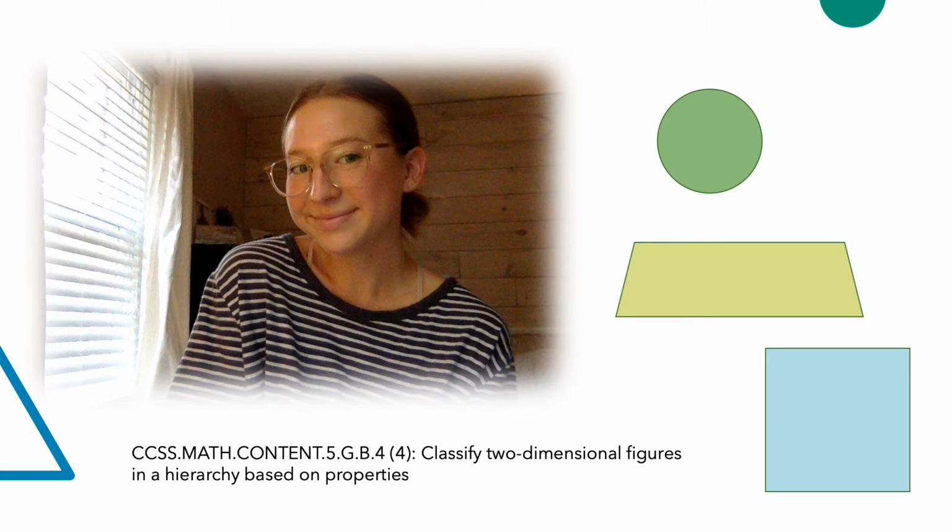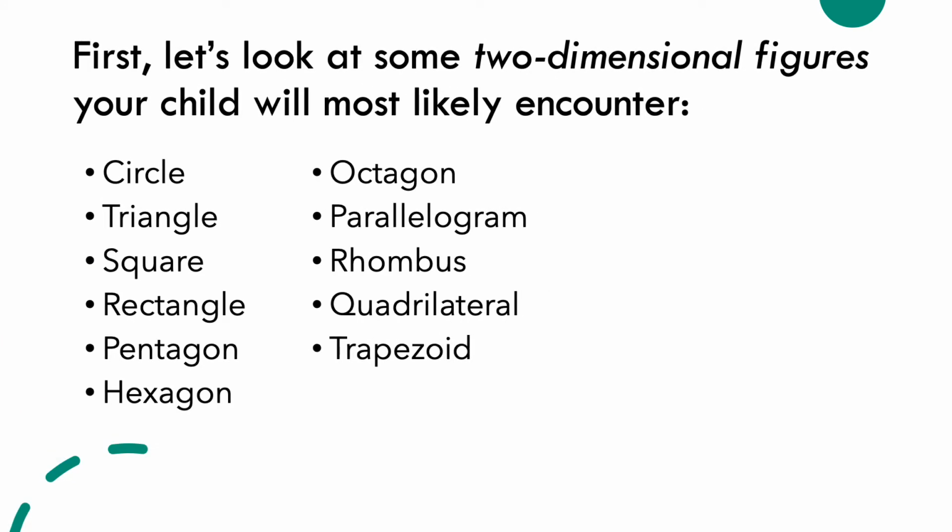Here you can see our standard fully written out. Here is the list of 2D shapes we will be discussing today. These are shapes your elementary schooler will most definitely come across. They are the circle, triangle, square, rectangle, pentagon, hexagon, octagon, parallelogram, rhombus, quadrilateral, and trapezoid.